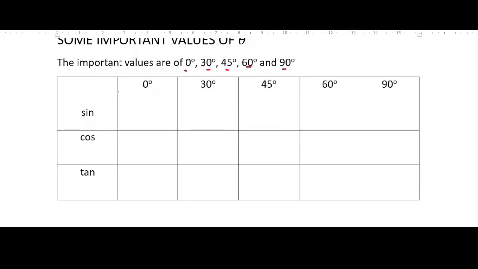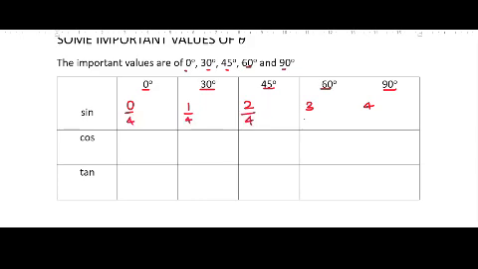Now you have to form a table of these important values. So make a note of these important values: 0, 30, 45, 60 and 90. And now to find the values of sine, cos and tan of these numbers, there's an easy trick. Write the numbers from 0 to 4. Write 0 here, 1 here, 2 over here, 3 over here and 4 over here. Now divide all of the numbers by 4.